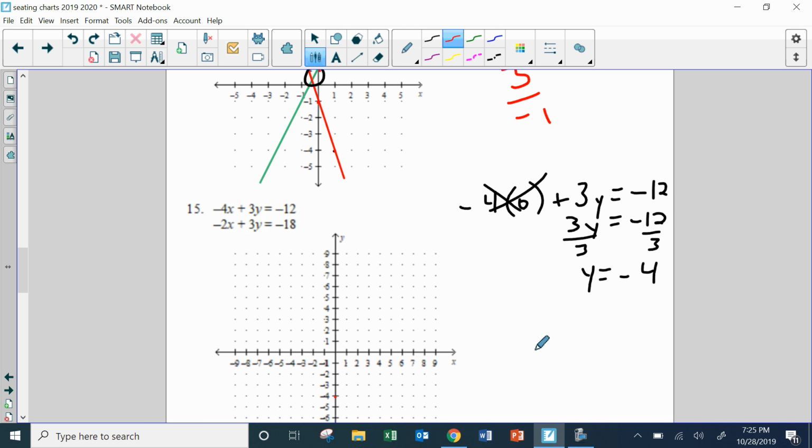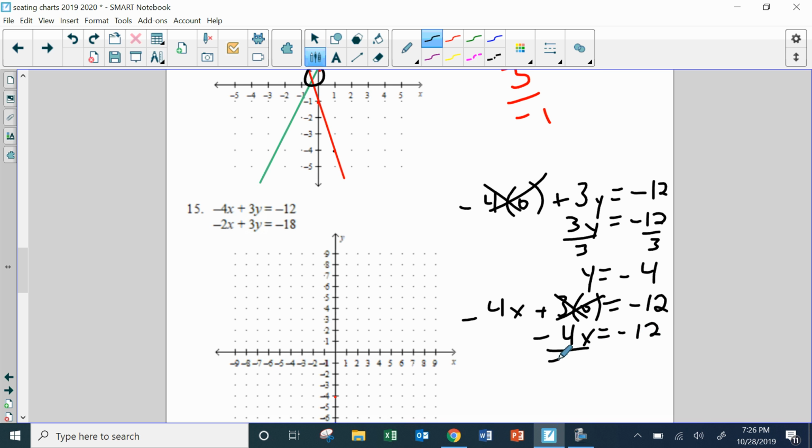Now I need to solve for the other intercept. So instead of making x 0, I'm going to make y 0. So again, I come back up here. If I make y 0 this time, that means -4x plus 3 times 0, because I'm making y 0, equals -12. So now that all goes away, and I just have -4x equals -12.